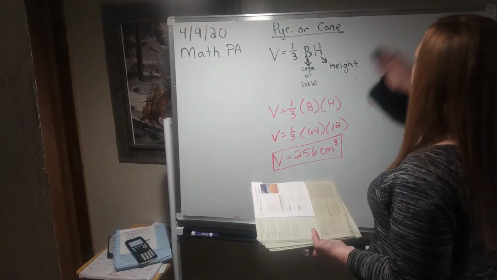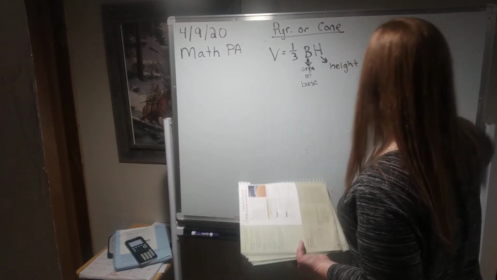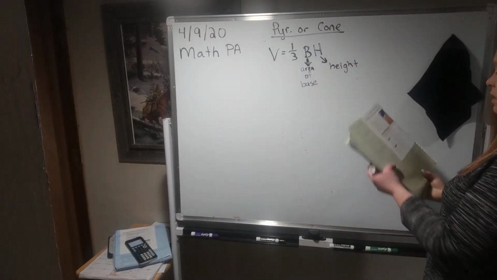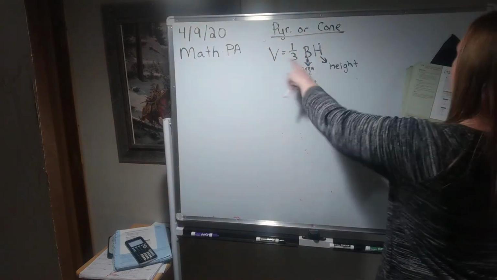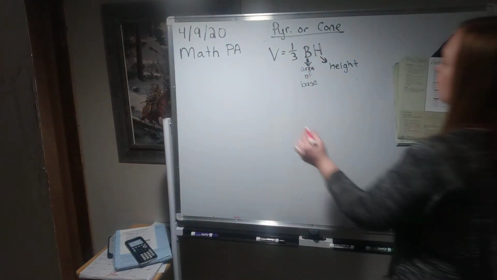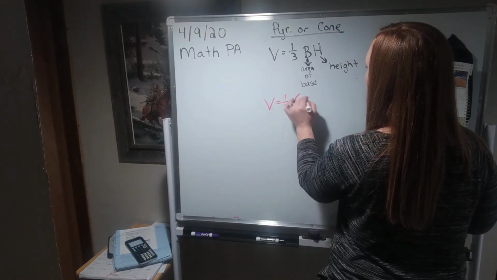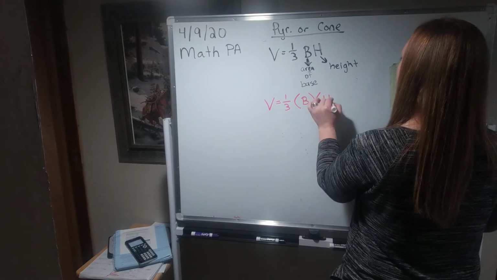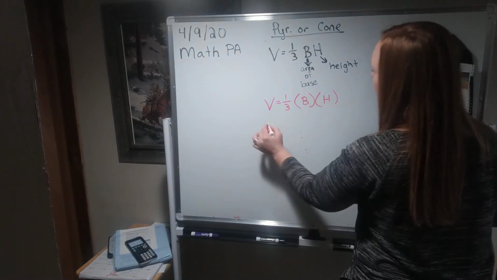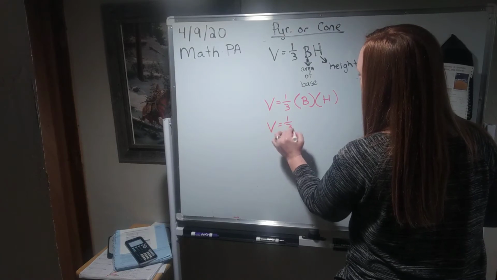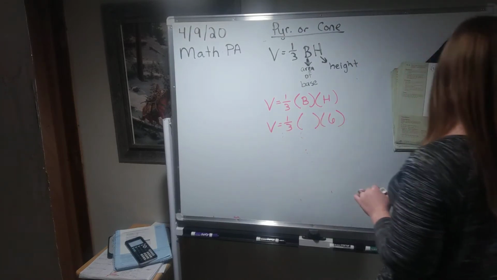Let's move on to example 2. So example 2 says find the volume of the cone. So pyramids or cones, we're using the same one. So the volume equals 1/3 the area of the base times the height of the shape. Well, the height is really easy. It's 6, right? So I have the volume equals 1/3. I'm going to leave that base out for just a second and go ahead and put my height as 6.